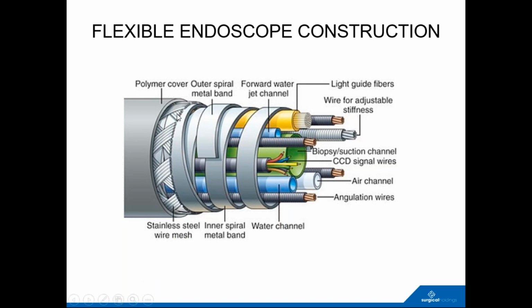You have outer covers holding this and giving obviously the handling characteristics of the scope, and then inside you've got a series of channels, and as you can see here, there's four-way angulation. So there's 4 lots of angulation wires. There's a light guide for the light, a wire for adjustable stiffness, that's highlighting a particular scope, which is a colonoscope that has variable stiffness.